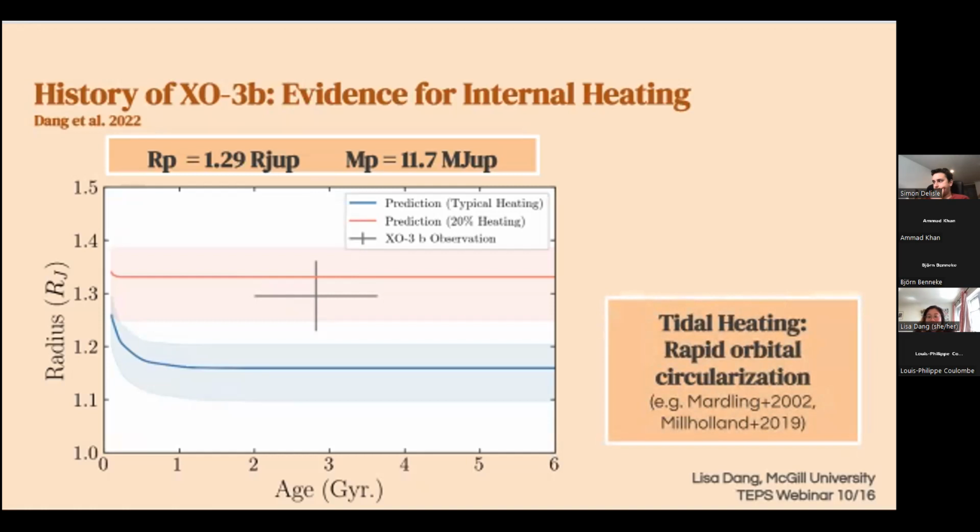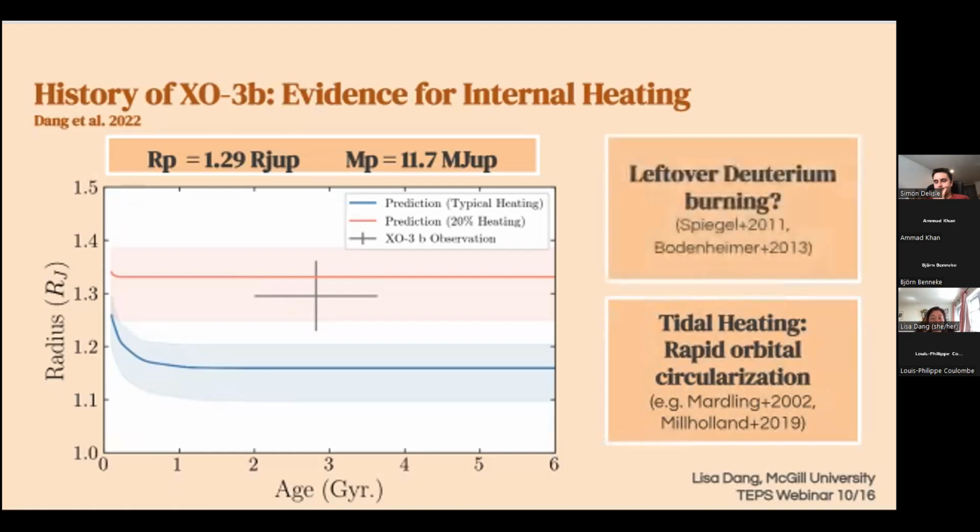Another hypothesis has to do with the large mass of 12 Jupiter masses. When you're barely above the deuterium burning limit in mass, it's plausible that it might take you gigayears to finish burning all of the deuterium. And so maybe this excess flux could be tied to a combination of these two mechanisms.